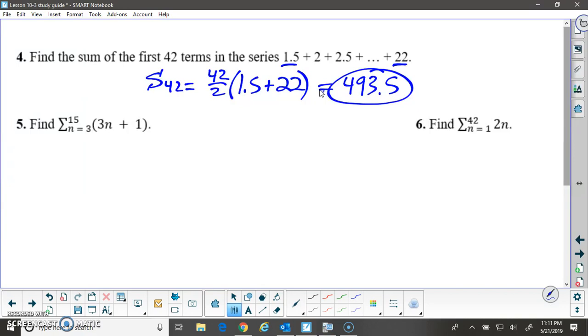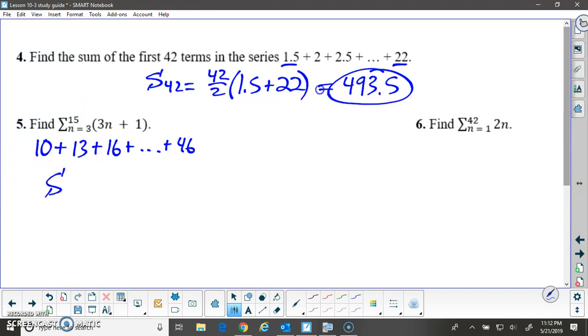Okay, moving into problem number 5, this is a sigma notation where you can see that the lower bound is 3, the upper bound is 15, and you got a formula. So if you put 3 into the formula, you get 10. If you put 4 into the formula, you get 13. So hopefully you can tell it's going up by 3 each time. If you put 15 in, you get 46. So that's your last term.